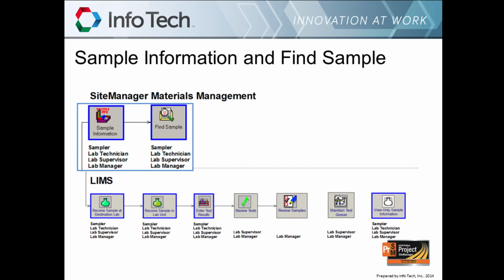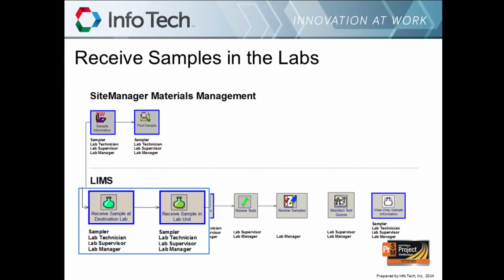To capture the sample details and assign tests, you will create a sample record in the Site Manager Sample Information window. You can find existing sample records in the Find Sample area. After you assign tests, the sample may be received in the Destination Lab and Lab Unit where tests will be performed in LIMS.